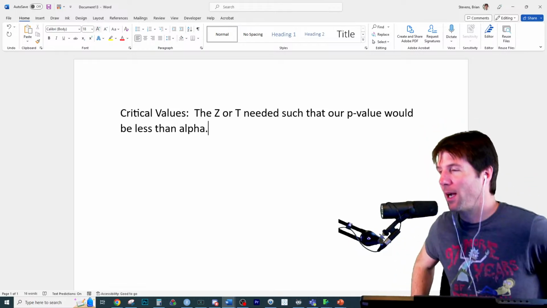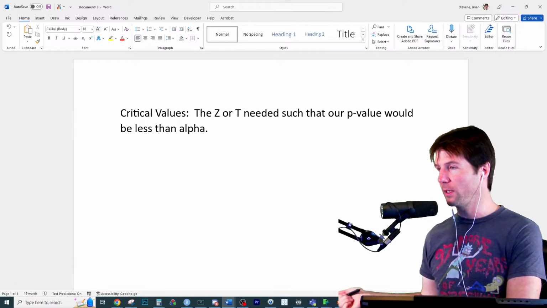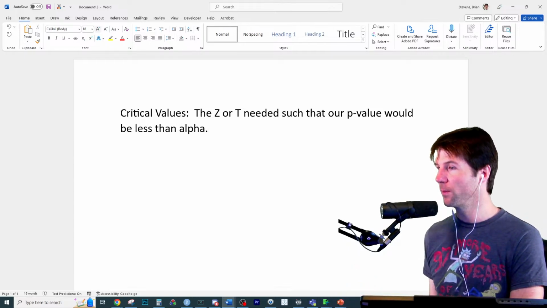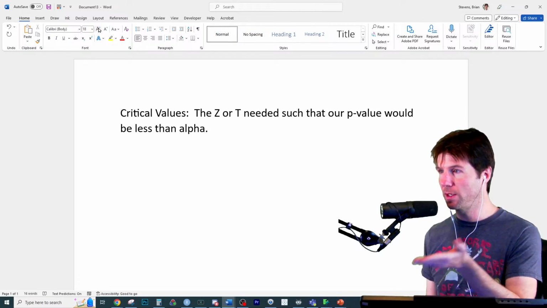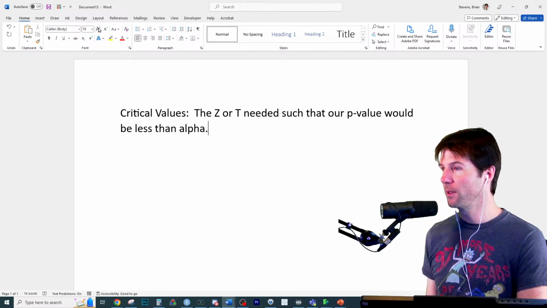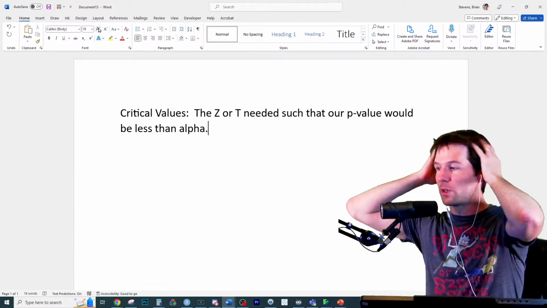It's an overlapping topic, because frankly, all you need when doing a test is to look at the p-value to see if you reject or don't reject. It's the best way to do it. It's the way I do it all the time. No software gives you critical values.